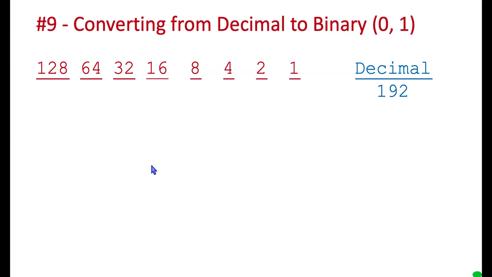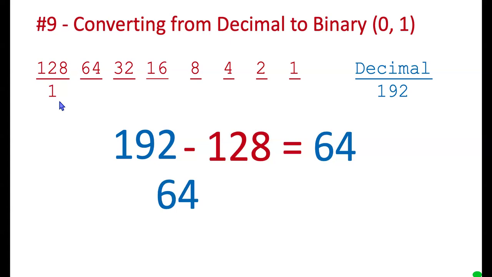192. Well, we saw this going the other way before. But this here, again, I owe you 192. 256 would be too much. So we know we don't have this column over here. 128. Okay, let's give you a $128 bill. Now I owe you 64.